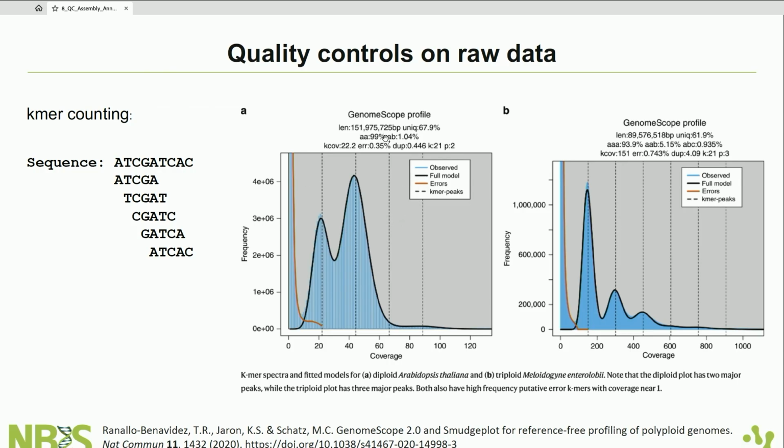For example, a tool called GenomeScope will tell you how large the genome might be, and if it's a diploid or a triploid, as you see in this case, and then, as you can see on the sides here, if you have a huge part of the curve on the left, that would indicate that your sequencing library might contain a lot of sequencing error. So you can already have an idea of the data before you start doing anything else. I put the reference here.